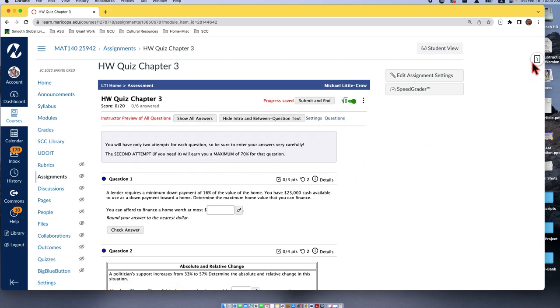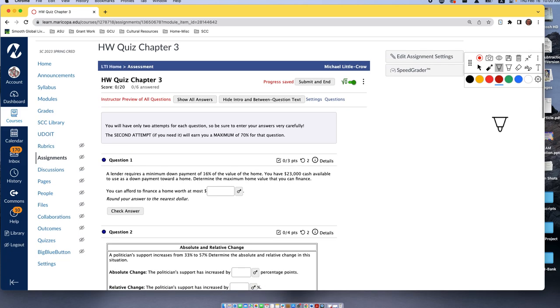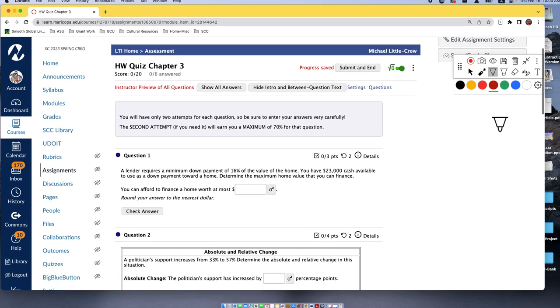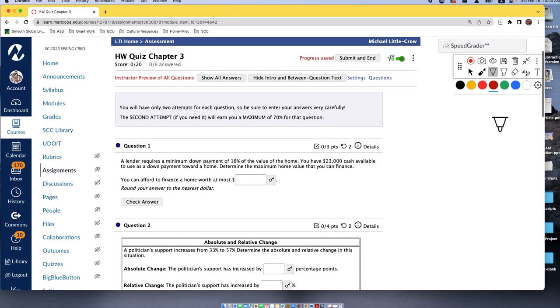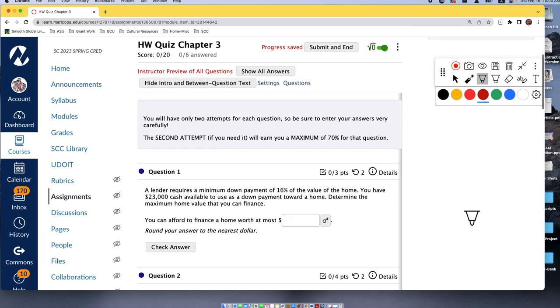Let's see if I can see all these. I'm going to see if I can zoom in. How's that for you guys? Is it legible? Can you read it? Should I make it a little bigger? When I make it too big, it might. Yeah, that's perfect.